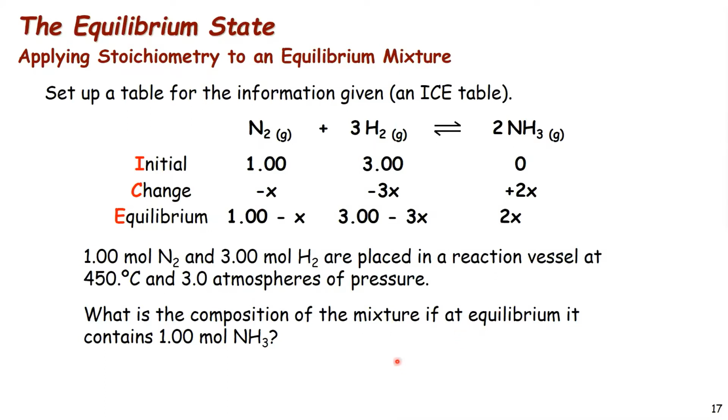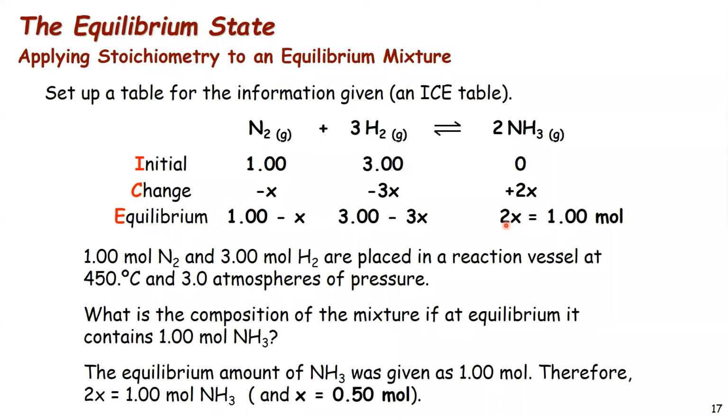Okay, now we want to know what the concentrations are at equilibrium. Well, we know that at equilibrium, it contains 1 mole of ammonia. So that means 2x must equal 1 mole, right? Because at equilibrium, we have 1 mole. So that means 2x is equal to 1 mole. So just divide through by 2. And that means that x is actually equal to 0.5.